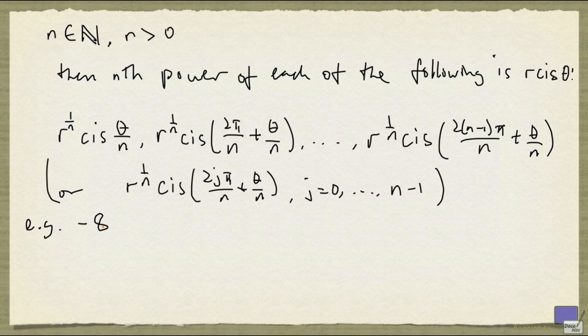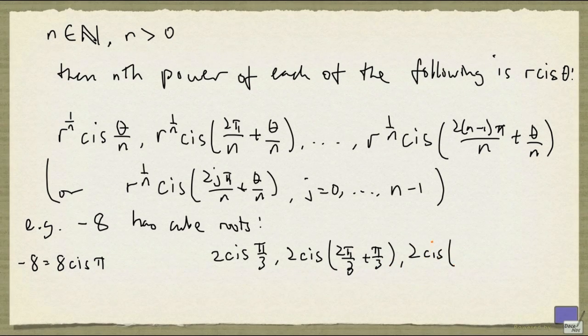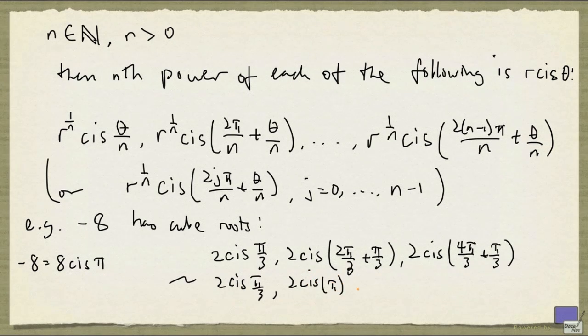And now let's look at an example. Suppose that we want to find all the cube roots of minus 8. First, you need to convert minus 8 to polar form. It is 8 cis pi. So the cube roots will be this list here, where n is equal to 3. So I would have 2 cis pi over 3, and 2 cis (2 pi over 3 plus pi over 3), and 2 cis (4 pi over 3 plus pi over 3), and that is the same as 2 cis pi over 3, 2 cis pi, and 2 cis 5 pi over 3.